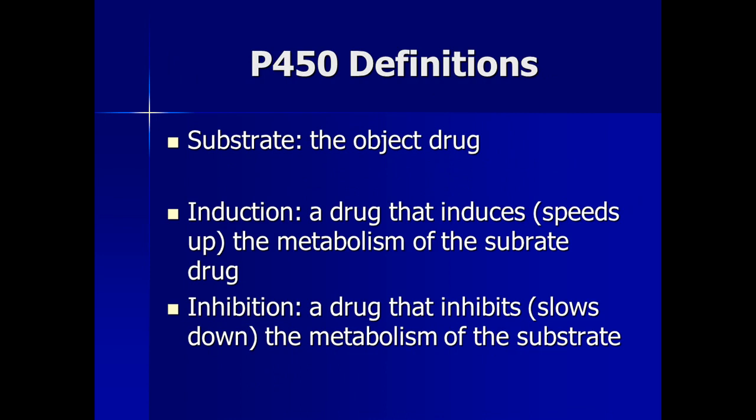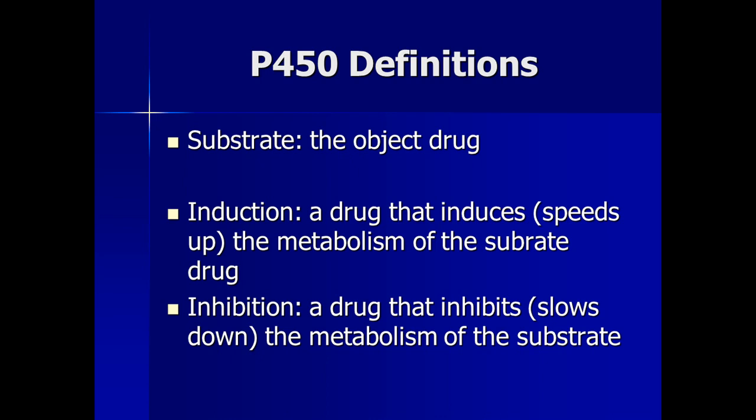Let's talk about inhibition. Inhibition is the opposite. It's reduced enzyme activity. So enzyme inhibition is the capacity of a given drug to inhibit the metabolism of a specific agent, causing an increase in serum concentration of the agent. The onset is more rapid than enzyme induction.